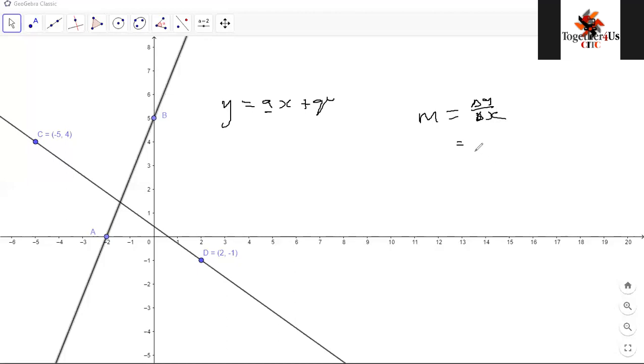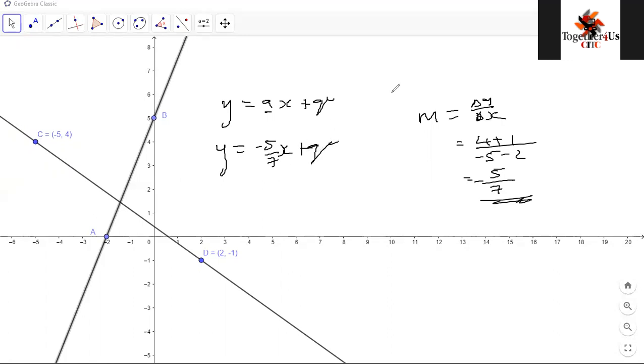And so I'm just going to say 4 minus 1, and so that's going to be plus, and then I'll have minus 5, and I subtract 2. This is 5 over 7, so I've got a negative 5 over 7 as my gradient. So I substitute that into the equation, negative 5 over 7x, that's what I've got, plus q.